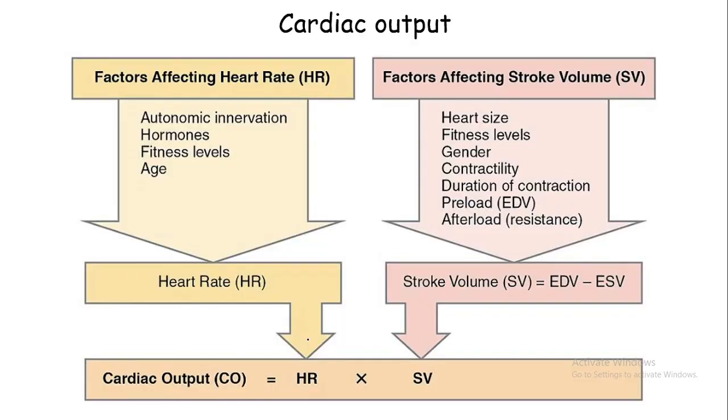Factors affecting cardiac output. Factors affecting heart rate can be autonomic innervation, hormones, fitness levels, and age. Because of these four factors, heart rate can differ. Next, factors affecting stroke volume: size of the heart, fitness levels, gender, contractility, duration of contraction, preload and afterload. Considering these two parameters, heart rate and stroke volume, we can conclude that cardiac output is a product of heart rate and stroke volume.